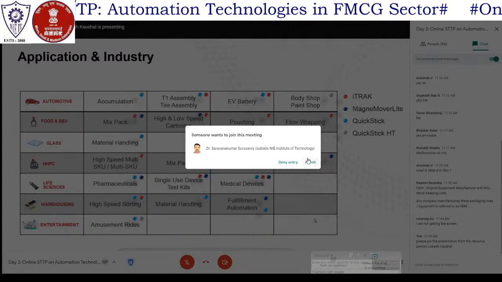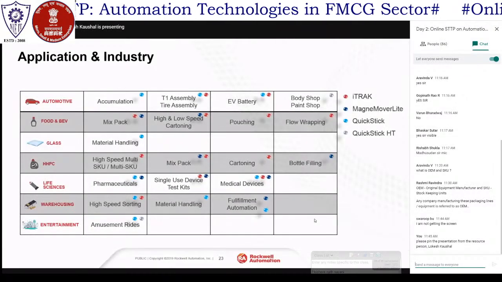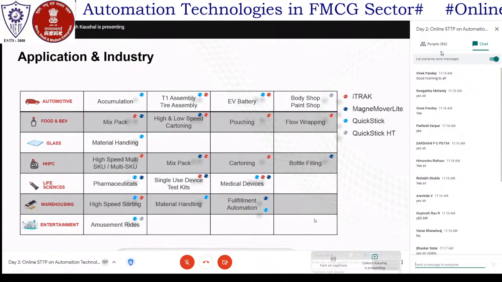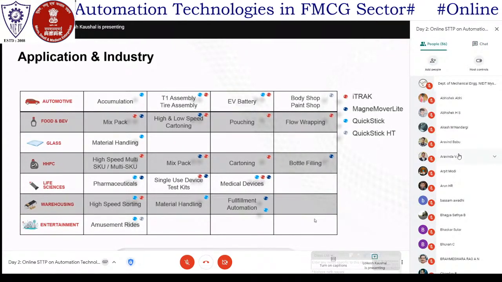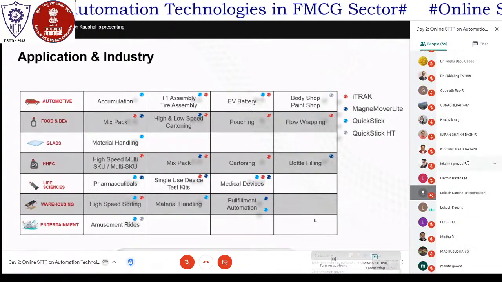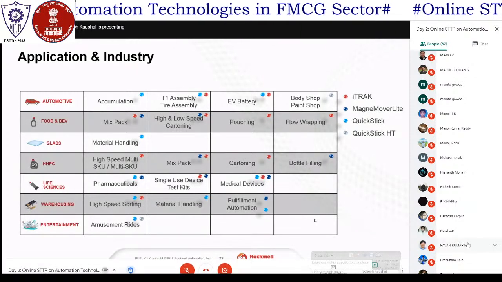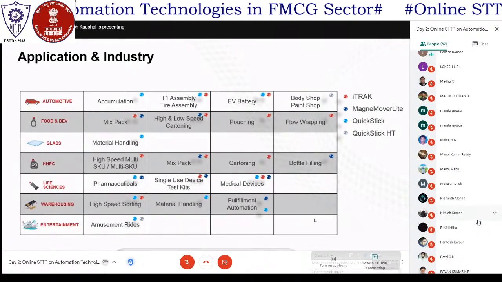Okay. Automotive electronic battery assemblies, specifically wherein takt time is really important for the process to happen seamlessly and at higher productivity rates. We are also seeing it being utilized in body shops, paint shops.